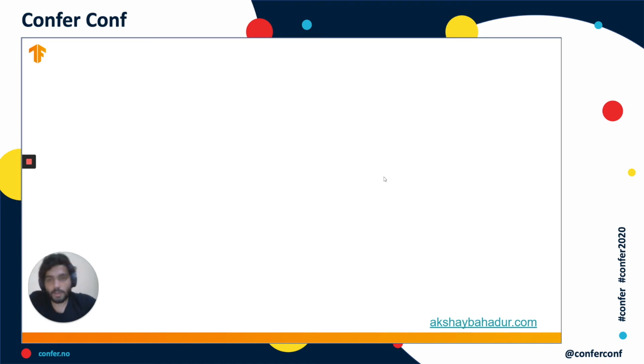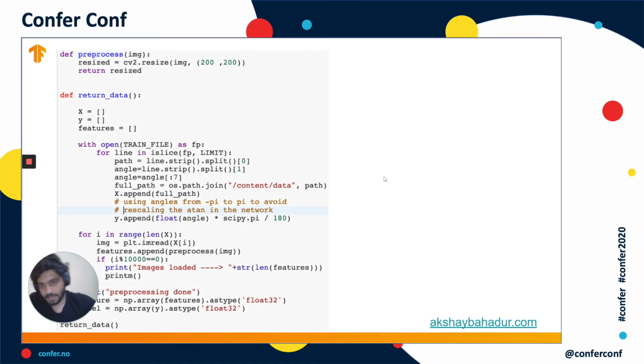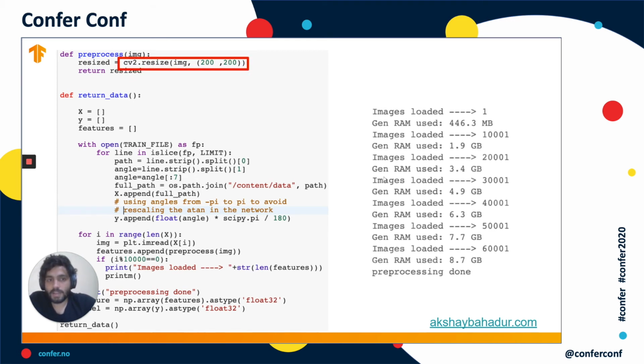Now, what I want to talk about is this. If I load the entire data set into my RAM, resizing the image to 200 by 200, the RAM usage comes out to be around 8.7 GB, and this is okay if you have a very good laptop. But while I was working on this problem, I did not have such a good laptop.